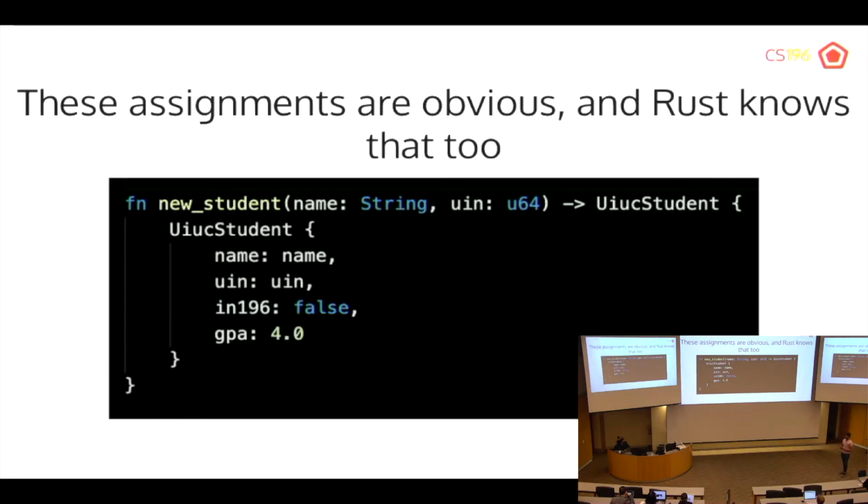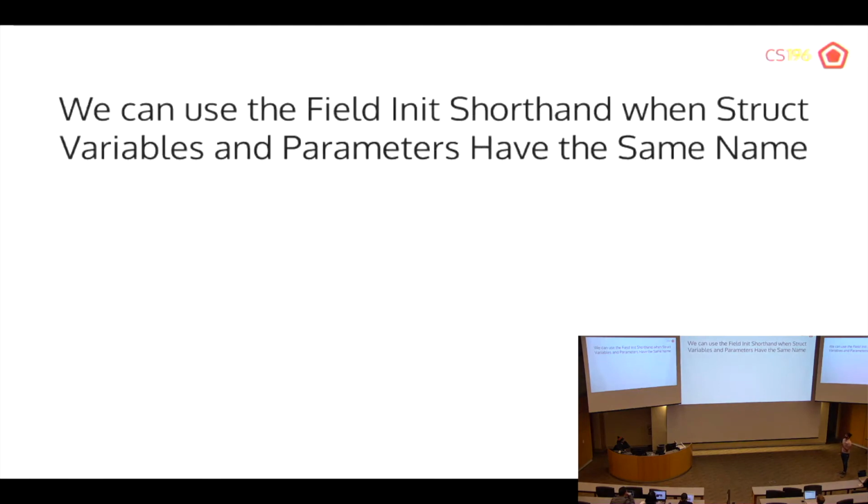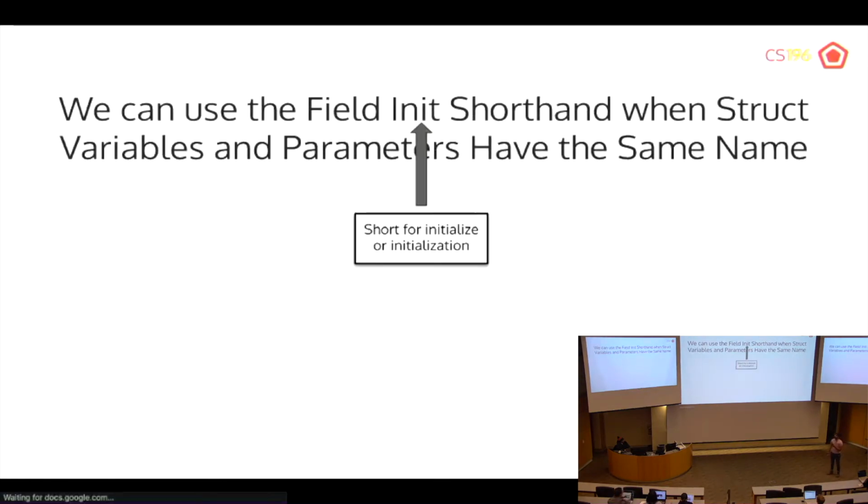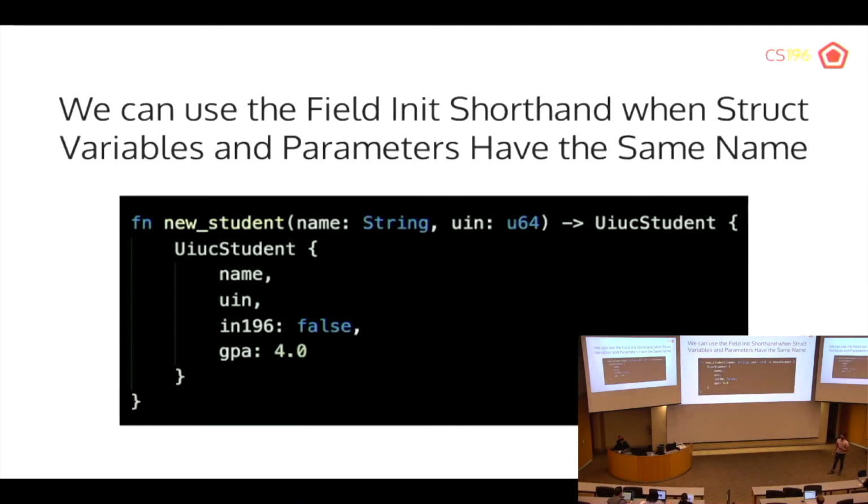So instead of doing that, there's a smarter way called field init shorthand. So init is just short for initialize or initialization. And when the parameters and the field names have the same name, you can just have that, and you don't have to automatically have a key value pair. You can just put name, UIN, and Rust knows automatically that because the field names and the parameter names are the same, to assign those values to each other.